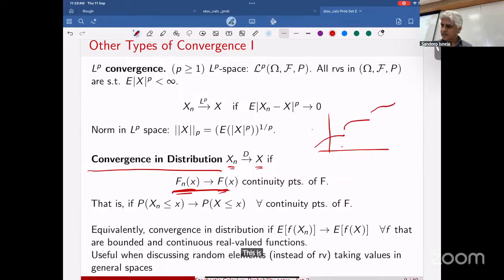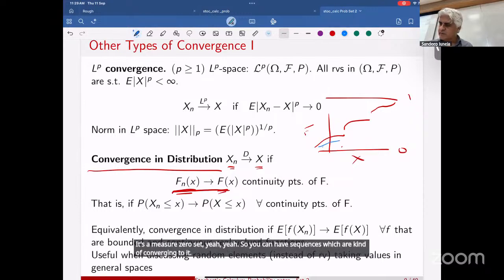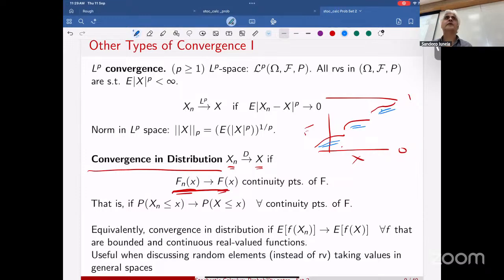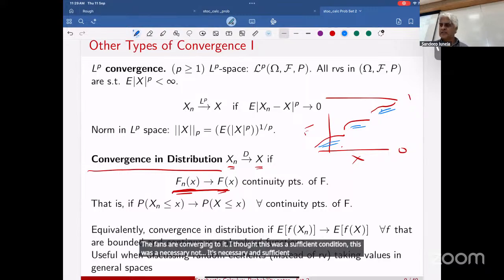This is your F, right? It's converging to 1. And because that's a measure zero set, you can have sequences which are kind of converging to it. Fn's are converging to it. I thought this was a sufficient condition. This was necessary, not sufficient. It's necessary and sufficient. Yeah, that's how we define it.